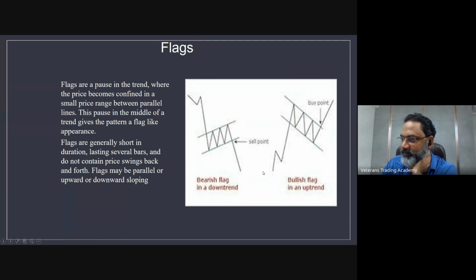Similarly, in an uptrend, if the market has been going up, there may be a flag sort of pattern in which the market will make some lower tops and lower bottoms at lower intensity, and thereafter it further breaks out. So if this is your buy point, this will be your stop loss, and this length will be your target.